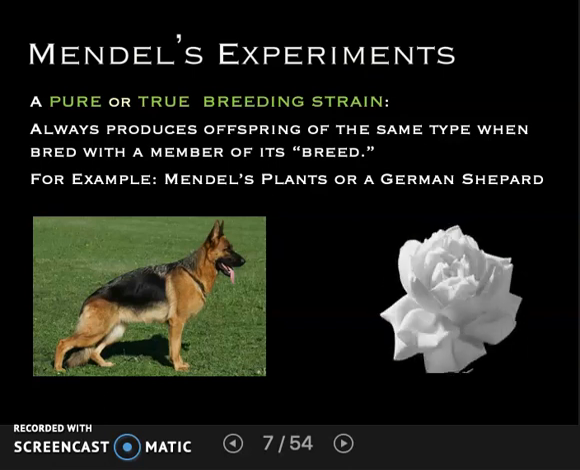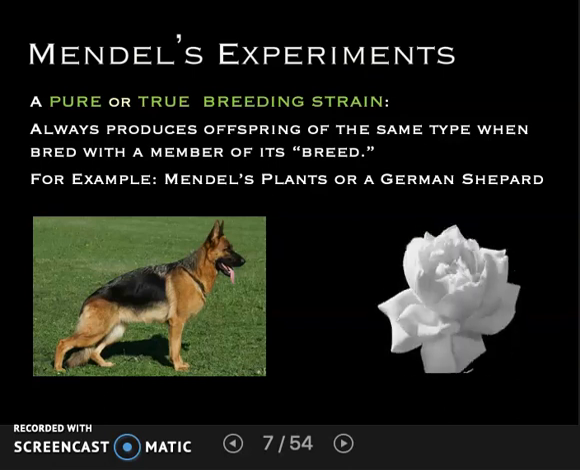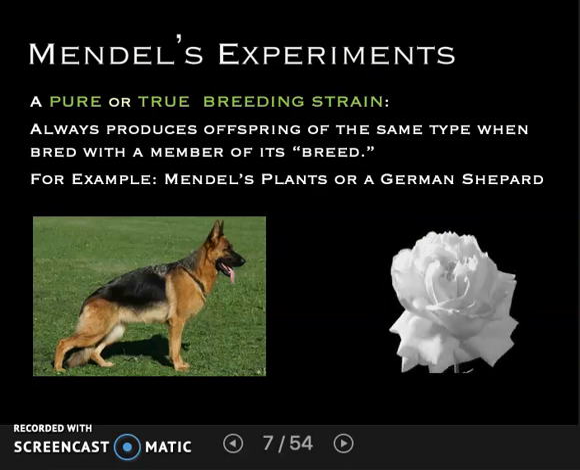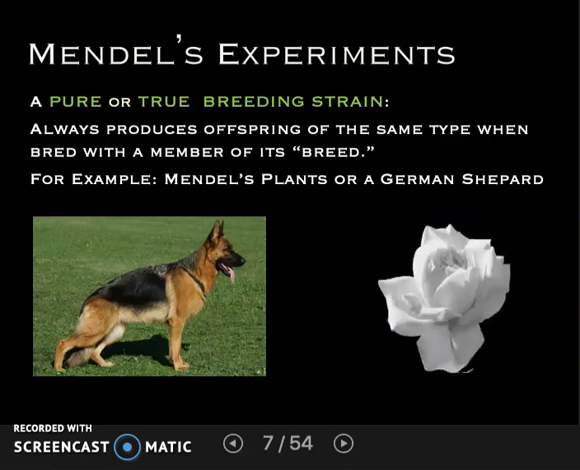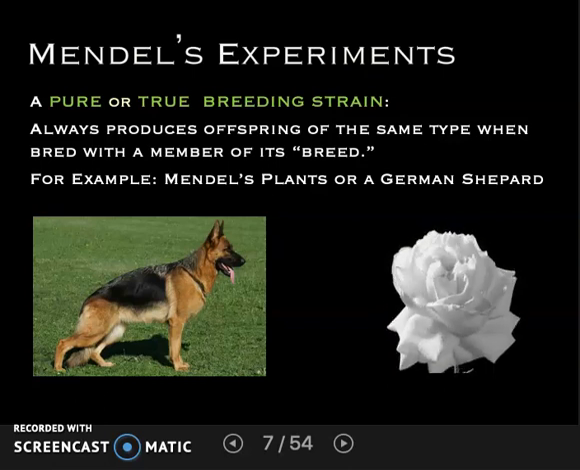For example, a German Shepherd. And the key to a true breeding strain is this. If you take a German Shepherd that's purebred and you mate it with a German Shepherd that's purebred, you'll always get German Shepherds. It's kind of a gray area, but people spend a lot of time breeding animals and plants.